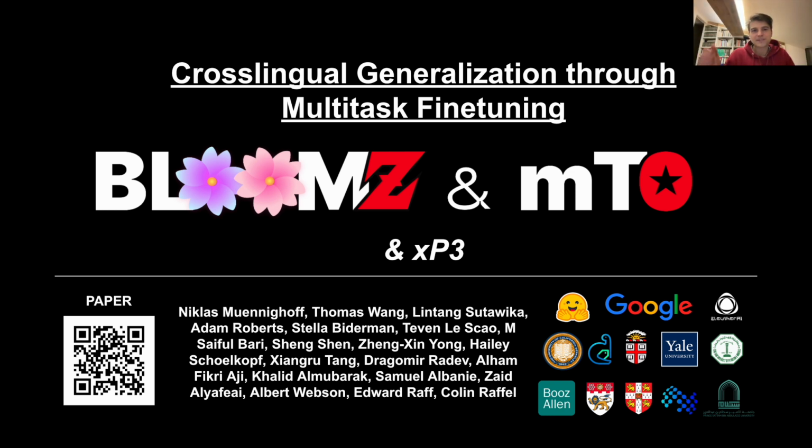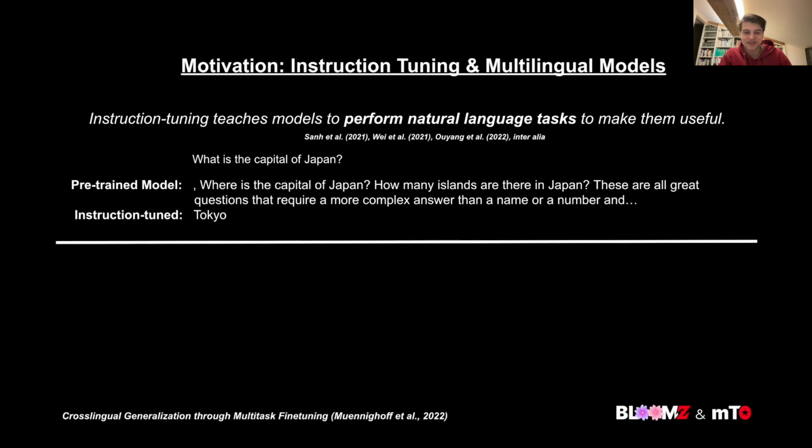In this video, I will present crosslingual generalization through multitask fine-tuning. This was a research project introducing BloomZ and MT0, which are two large language model families with up to 176 billion parameters that can solve a large variety of natural language tasks in tons of different languages. We also introduced XP3, which is the fine-tuning corpus that enabled this behavior. This was a really fun project with a lot of amazing teammates.